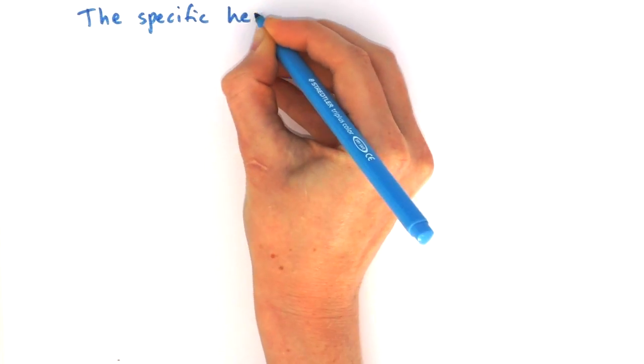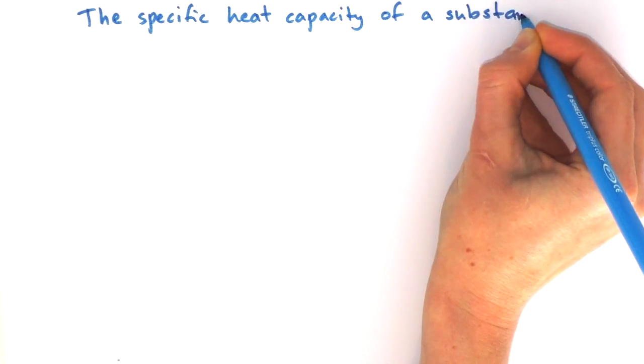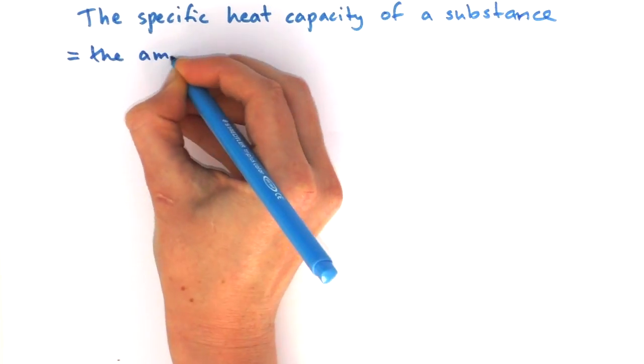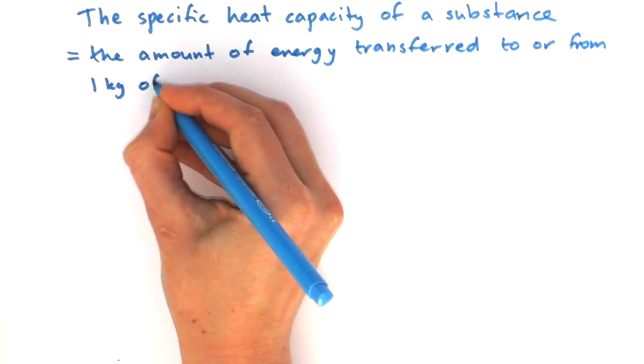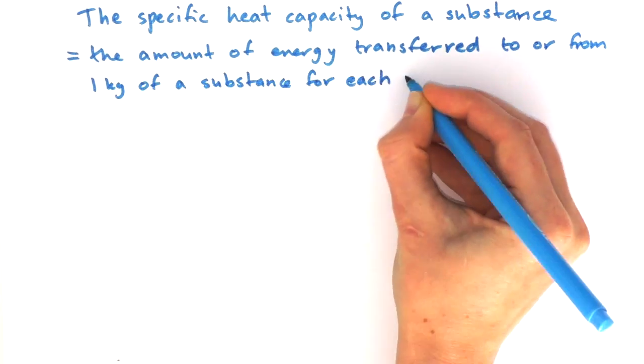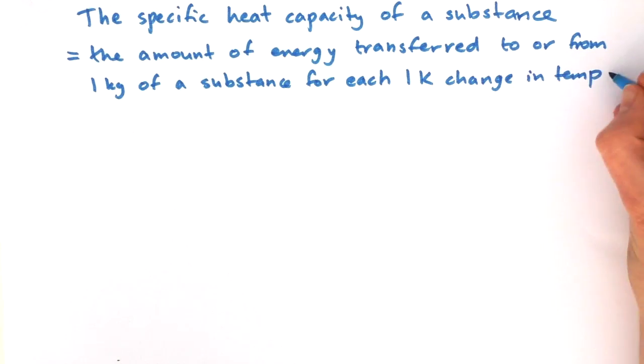Now let's write down the formal definition of specific heat capacity. So the specific heat capacity of a substance is the amount of energy transferred to or from 1 kilogram of that substance for each 1 Kelvin change in temperature.